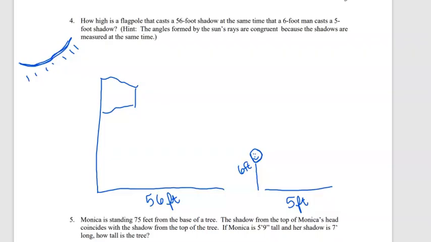So the question that it's asking is, how high is the flagpole? How tall is this flagpole? So that's going to be our unknown. And it also explains that the angles created from the sun's rays are congruent because the shadows are measured at the same time. And so if we consider these triangles here, we'll pretend that I drew that correctly. Let me clean that up just a tiny bit.